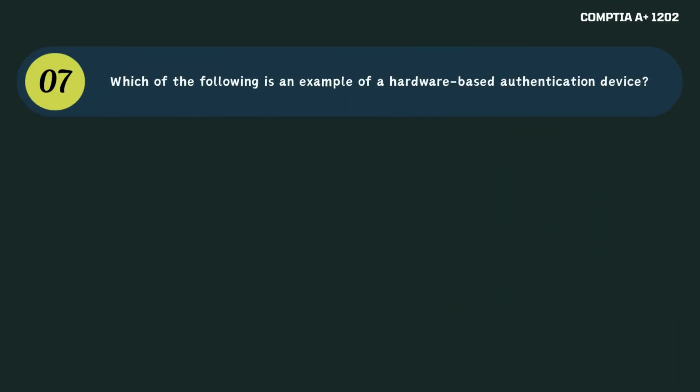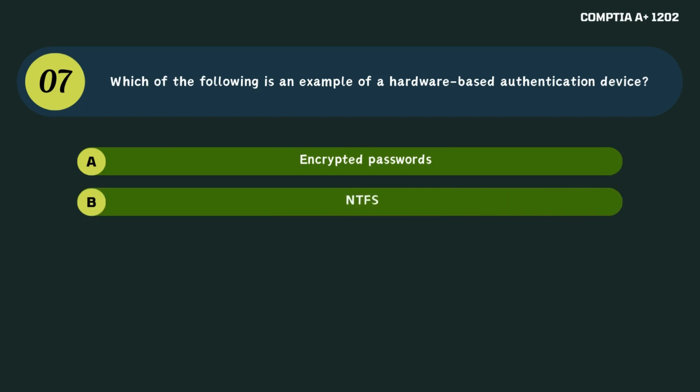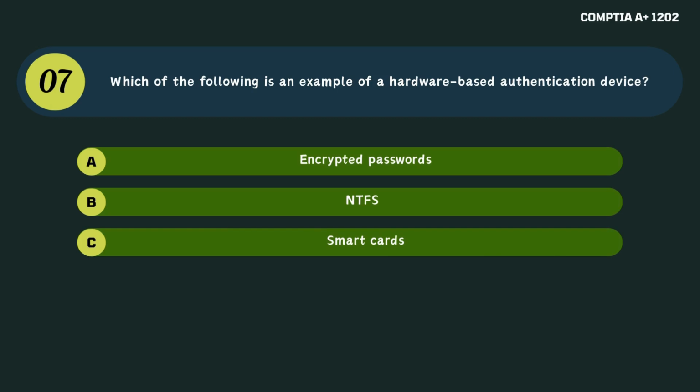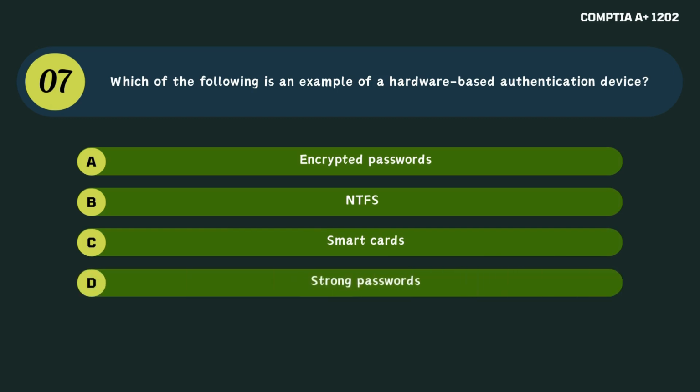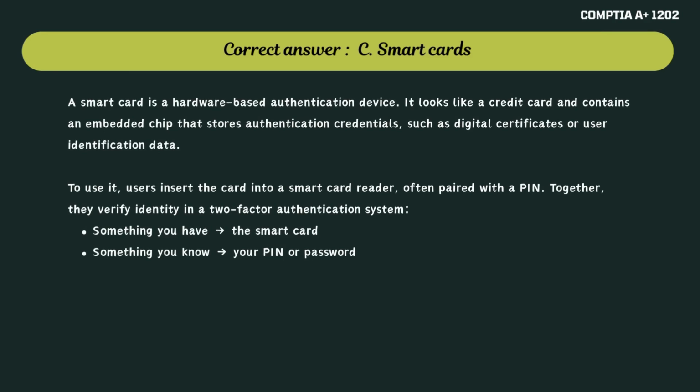Question 7. Which of the following is an example of a hardware-based authentication device? A. Encrypted passwords. B. NTFS. C. Smart cards. D. Strong passwords. Correct answer, C. Smart cards. A smart card is a hardware-based authentication device.